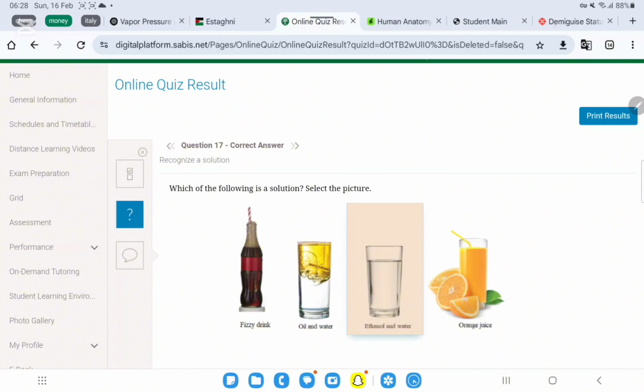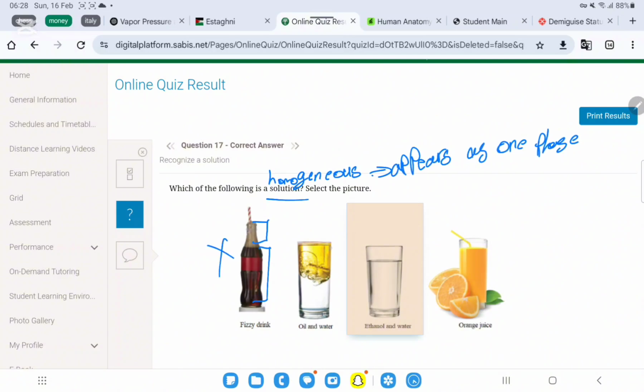Which of the following is a solution? Now a solution is a homogeneous mixture. So it means homogeneous, it appears as one phase. So here in the fizzy drink you can clearly see the liquid and the gas up here. So it's wrong. Oil and water, they don't appear as one. You can clearly see the oil and the water separated, so no. Ethanol and water, you can see it as a clear liquid, so you can see it as one, correct.